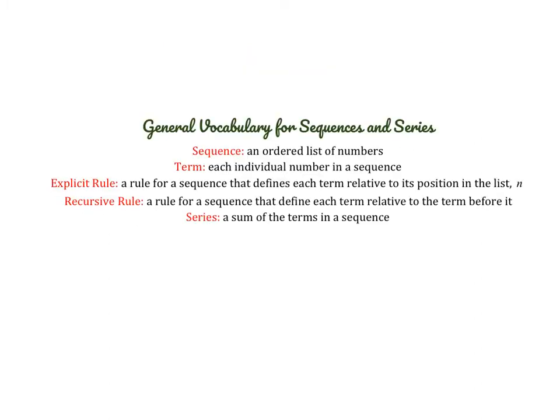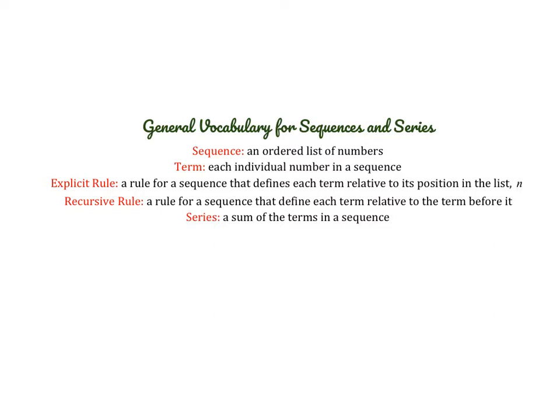All right, so before we talk about specifically arithmetic sequences and series, I want to talk about some general vocabulary for sequences and series because this is a new concept for us. So a sequence is simply an ordered list of numbers, kind of like what you saw in the warm-up. Those were both examples of sequences. Each individual number in a sequence we call a term. So again, each spot is a different term.